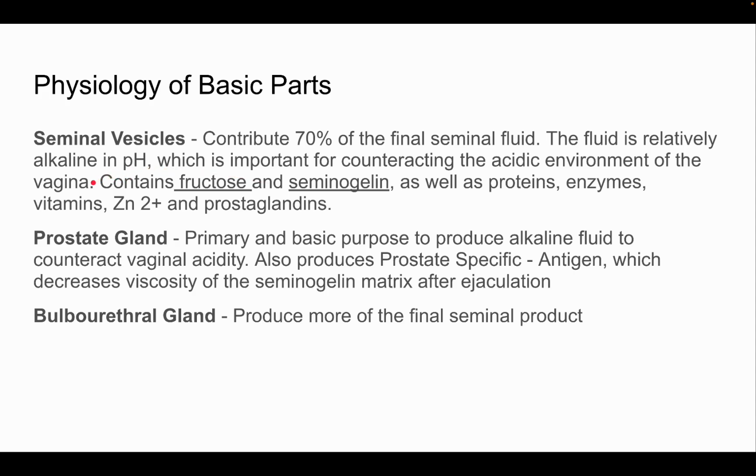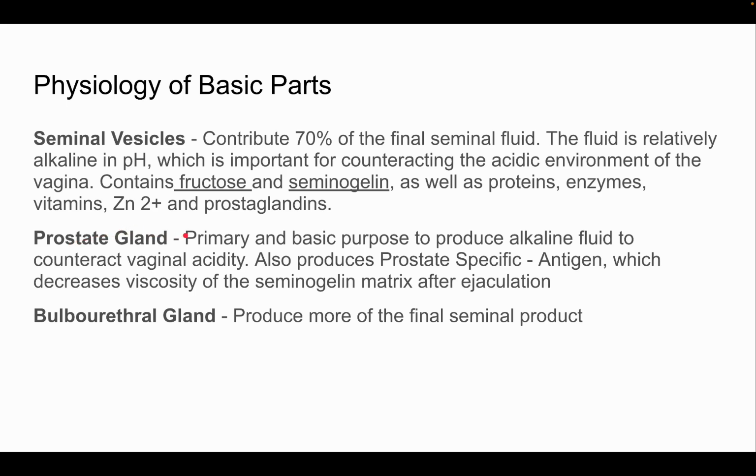Now, sperm thrive in an alkaline environment, so if it's acidic, then you'll have denaturation of the enzymes and proteins that keep them alive. Now, the fluid contains fructose and seminal gelatin, as well as proteins, enzymes, vitamins, zinc, and prostaglandins. We'll talk about zinc and seminal gelatin later.